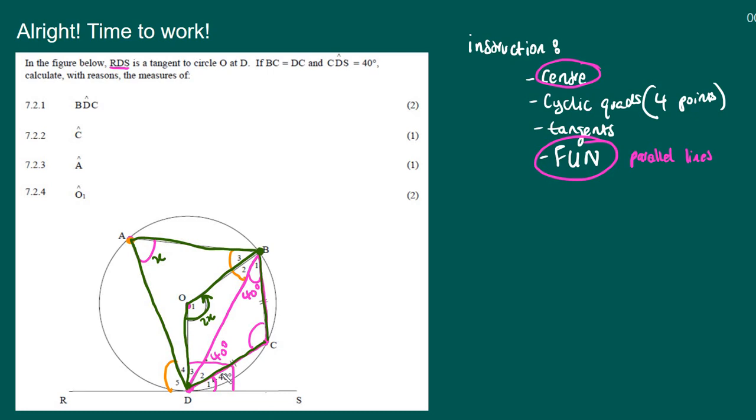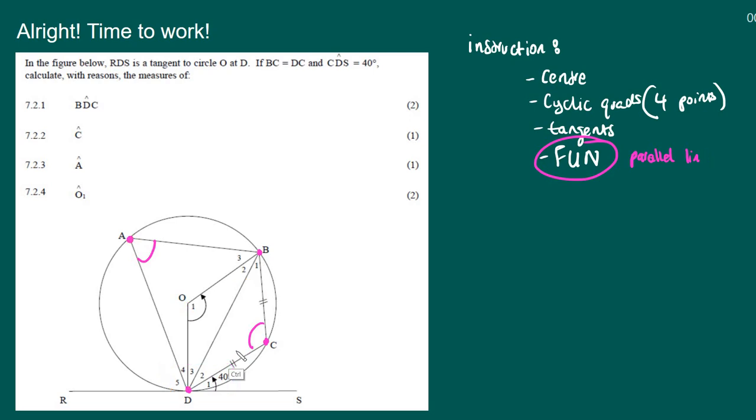So BDC is this whole angle here. So I'm going to try and remove everything and just try to work on a clean slate. That was just to show you how you can identify the theorems and how the questions guide us. So we're looking for BDC here.